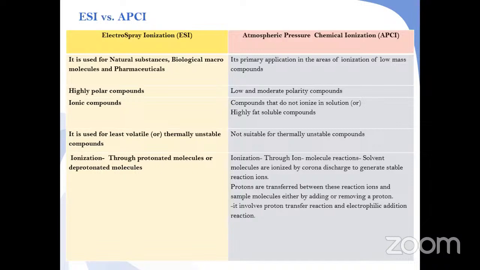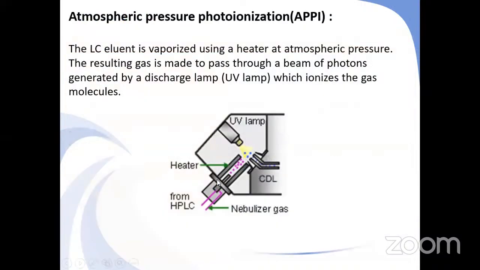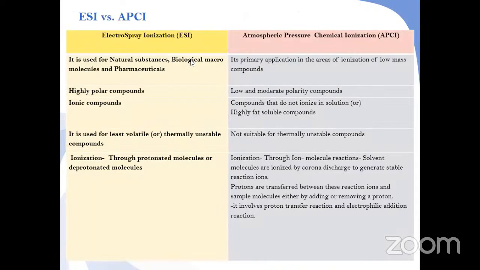The other method is APPI, atmospheric pressure photoionization. APCI is chemical ionization; APPI is atmospheric pressure photoionization, that is, chemical ionization modified to photoionization. In this, the eluent is vaporized using a heater at atmospheric pressure, as the diagram shows. The resulting gas is made to pass through a beam from a discharge lamp, a UV lamp, which ionizes the gas molecules.